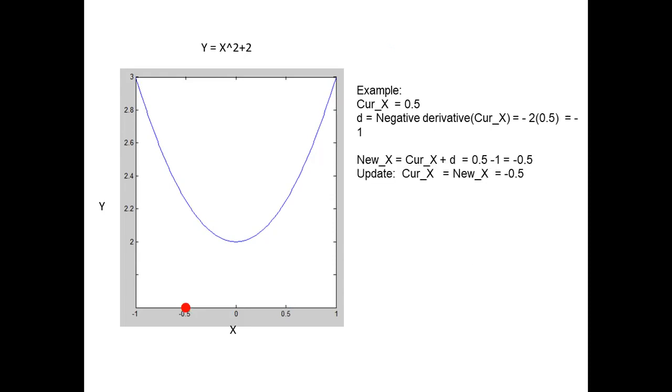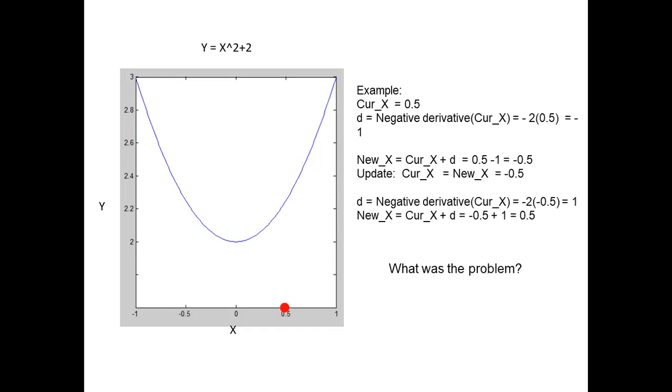So the new value of x would be the current value of x plus that direction, which is minus 0.5. So we need to update our value, and the new value is again 0.5. So it's a kind of iterative process. Again, we find a new direction at that point. So the negative derivative at that point is found to be now 1. That means positive direction. Because we are to the left of the minimum point, we need to go to the right to get to the minimum point. Again, we get 0.5. So what's the problem?